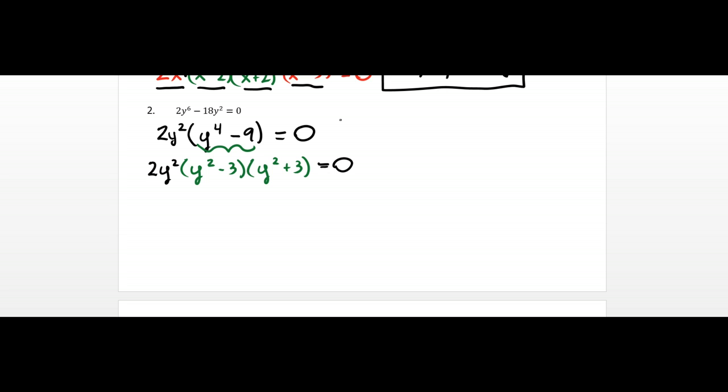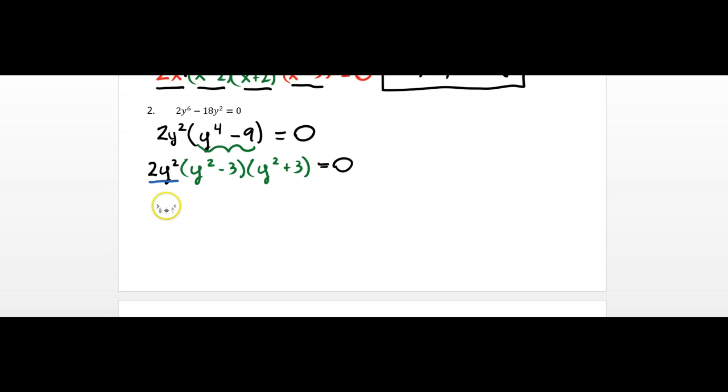Okay, from there I want to check these remaining binomials for differences of squares or differences or sums of cubes. We have y squared minus 3 and y squared plus 3. 3 is neither a perfect square nor a perfect cube, so I can't factor either of these anymore. So now I'm done factoring. Okay, so I'm going to now do the same thing I did in the last problem. I've got three different quantities here. I'm going to set each one equal to 0.